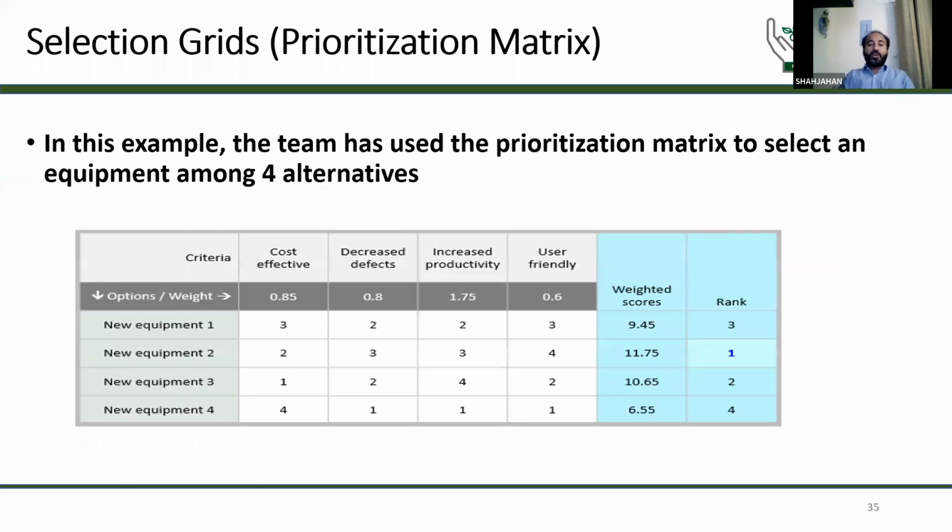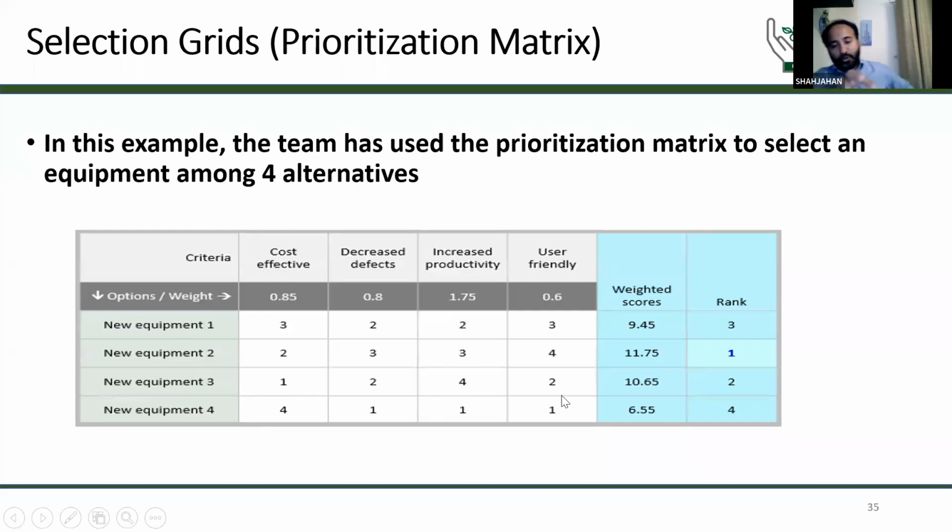For example, we want to buy equipment for the pharmacy, and now we have 4 equipment options, and our team wants to decide which equipment to buy. So with this prioritization matrix, we make a specific score for each criterion. Like we make cost effectiveness, score is 0.85; decrease defects, score is 0.8; increase productivity, score is 1.75; user friendly, score is 0.5. Now all the team members will give a score to each machine. Equipment number 1 receives this score, equipment number 2 receives this score, equipment number 3 receives this score.